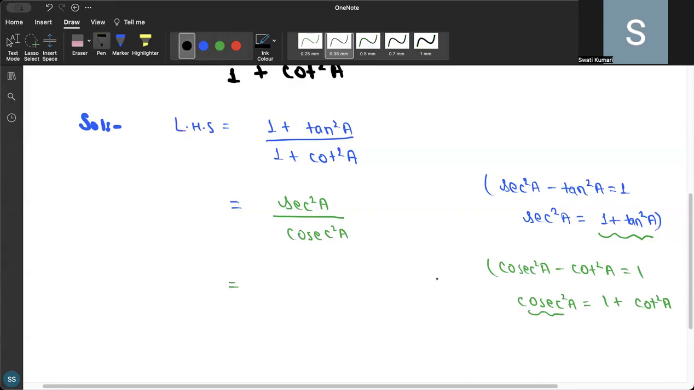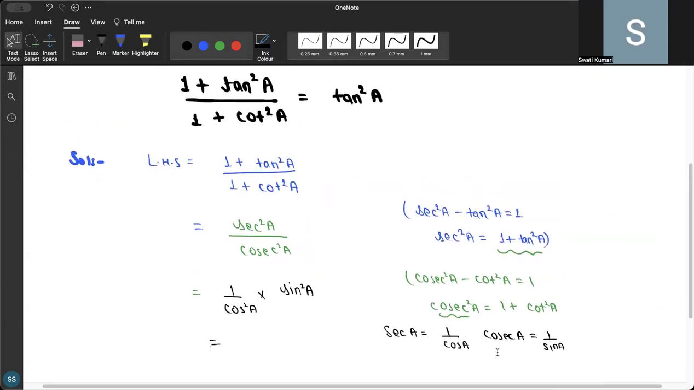Now we know that sec is the reciprocal of cos, and cosec is the reciprocal of sine. So using this, can I write sec square A as 1 upon cos square A? And cosec square A, which is actually 1 upon sine square A, so that will become sine square A upon cos square A. Now we know another formula, that sine A upon cos A is nothing but tan A. So using this formula, this will become tan square A. And you can see this is what we wanted to prove. This is our RHS, hence proved.